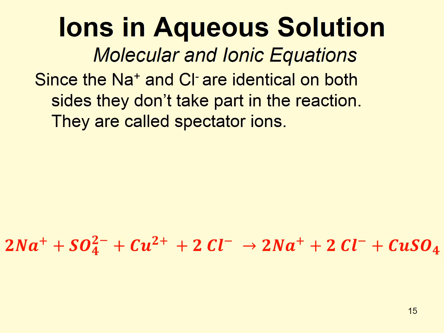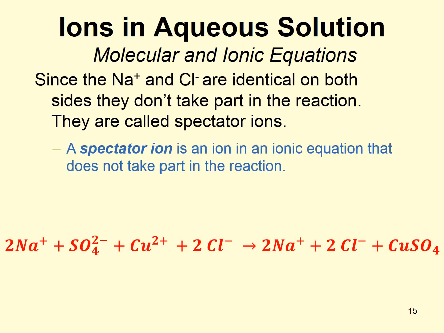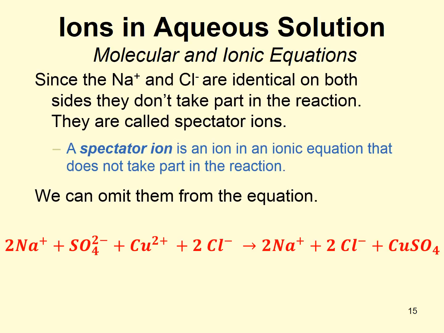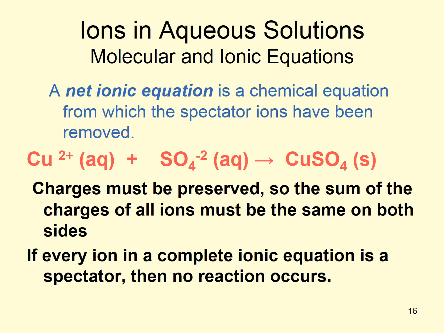Since the sodium and chloride are identical on both sides, that means they don't take part in the reaction. They're called spectator ions. A spectator ion is just one that does not take part in the reaction, just like spectators don't take part in the game. At a football game, the spectators don't take part. So we can omit them from the equation, and that leaves us with the net ionic equation.